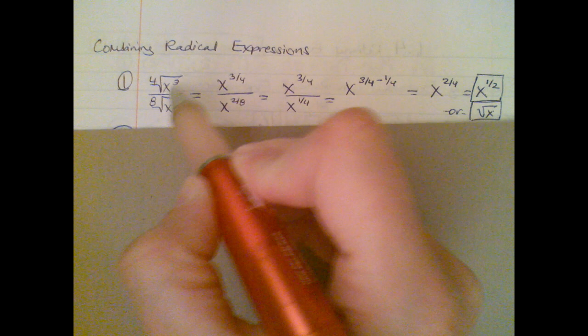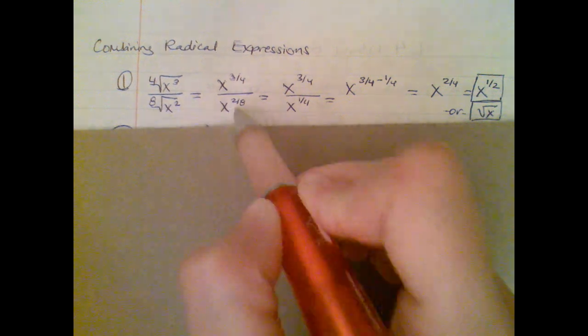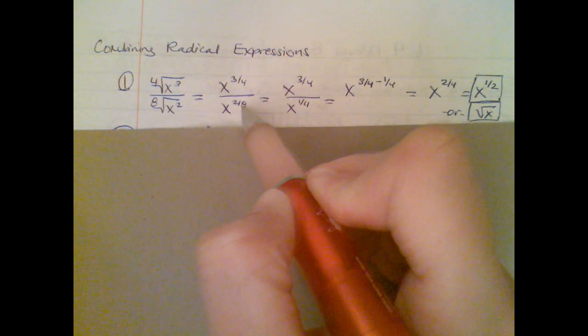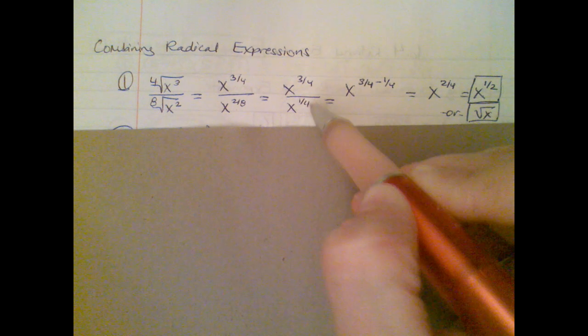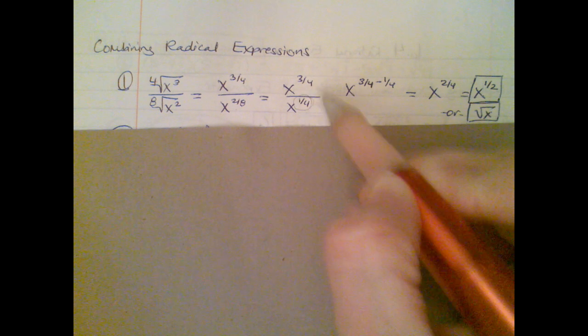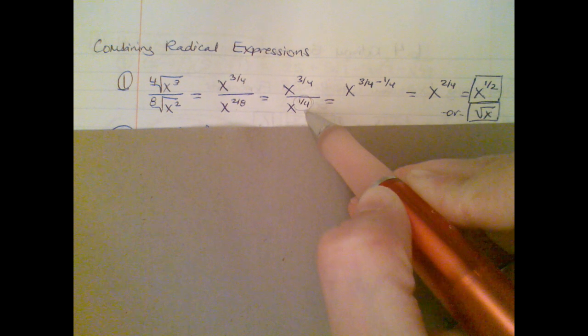So we would have x to the 3/4 power divided by x to the 2/8 power. The 2/8, we can reduce that to 1/4. And then from here, if we move the exponent across that division bar, it switches the sign. So notice this 1/4 is positive down here. So if we move it across that division bar, it would be negative up here.